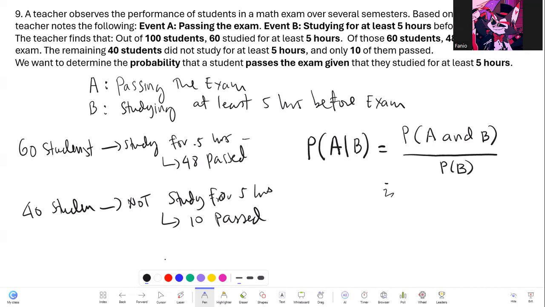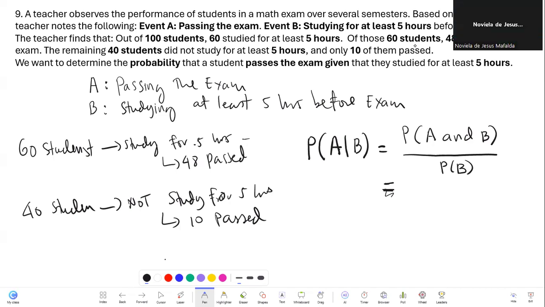Sure, what was the question? Okay, I want to calculate it. What is P of A and B? What is the probability of that? The probability that the student is passing the exam and at least studying 5 hours before the exam. What is that? I have a formula. Can you guys see the formula? Yes, teacher. Okay, what is the probability in the numerator?